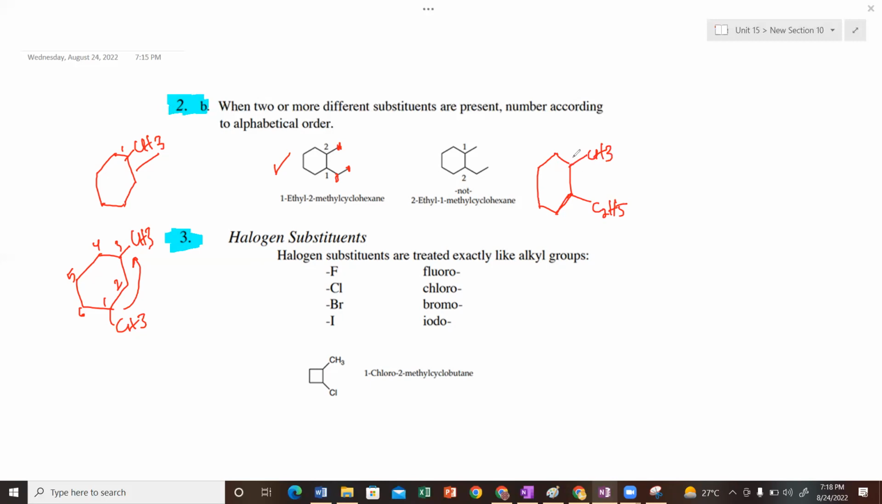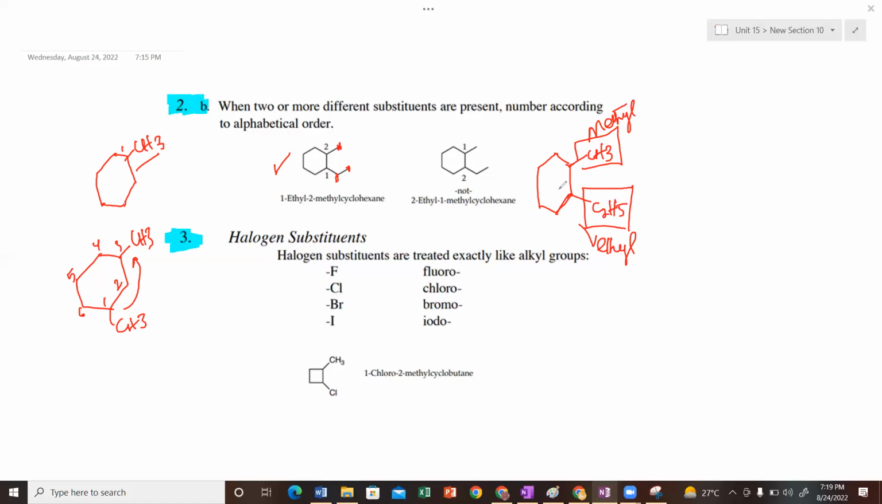Now, from which end should I start numbering? Should I start with the lowest branch, 1, 2, 3, 4, 5, 6, or should I start from the highest branch, 1, 2, 3, 4, 5, 6, in this order? So when we have two types of substituents, we should always start numbering in alphabetical order. Now for these two substitutions, the first one I must consider is the ethyl group, because E comes first, then comes M in alphabetical order.